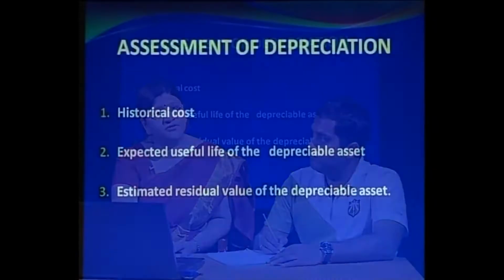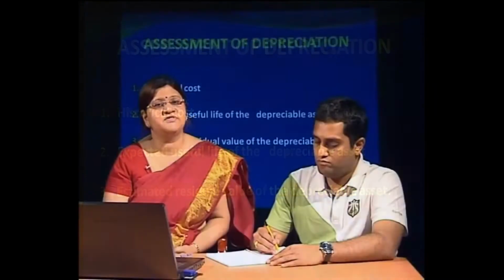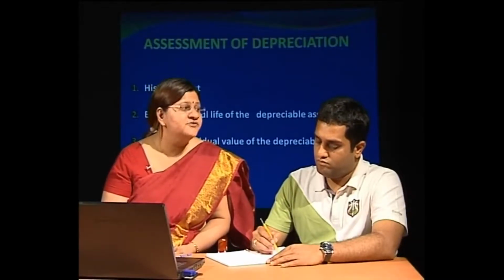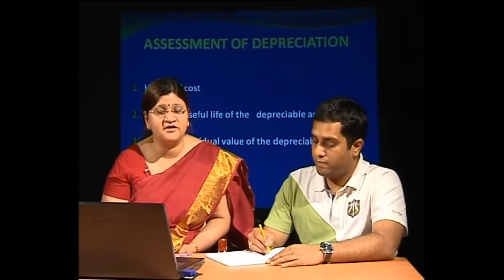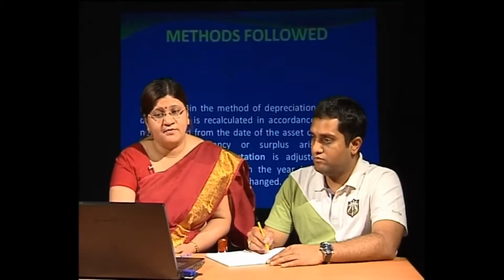Now, let us understand how depreciation is to be assessed. The assessment criteria has been given under accounting standard 6. It says we have to take into consideration historical cost, then expected useful life of depreciable assets, and the residual value of the depreciable asset. When we take these three terms into consideration, we can derive a formula where we write historical cost, then subtract residual value and divide it by the useful life of the depreciable asset, so that we can get a figure which has to be written off over the useful life of the asset. Next one is methods to be followed.